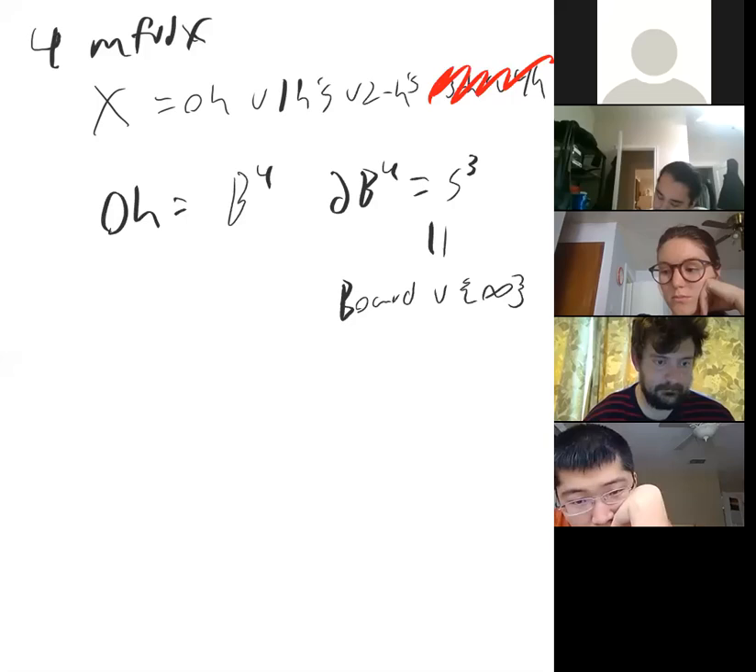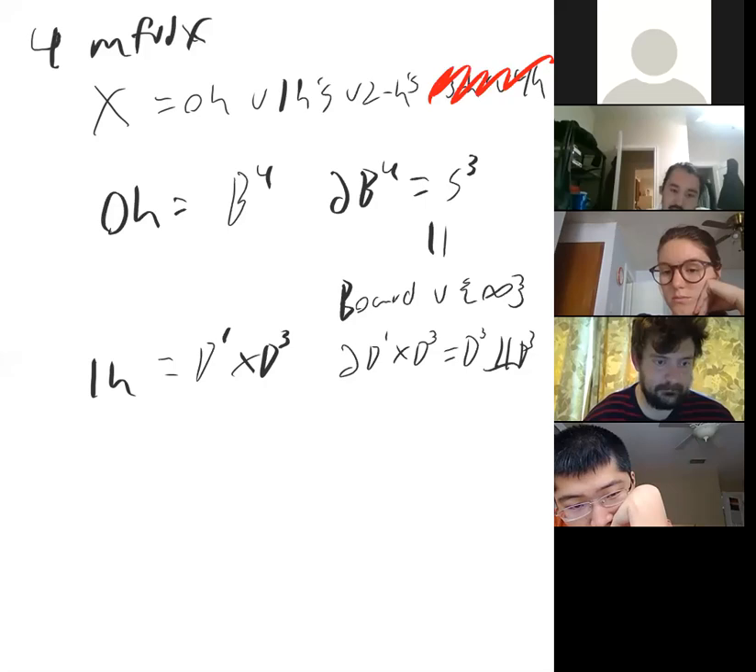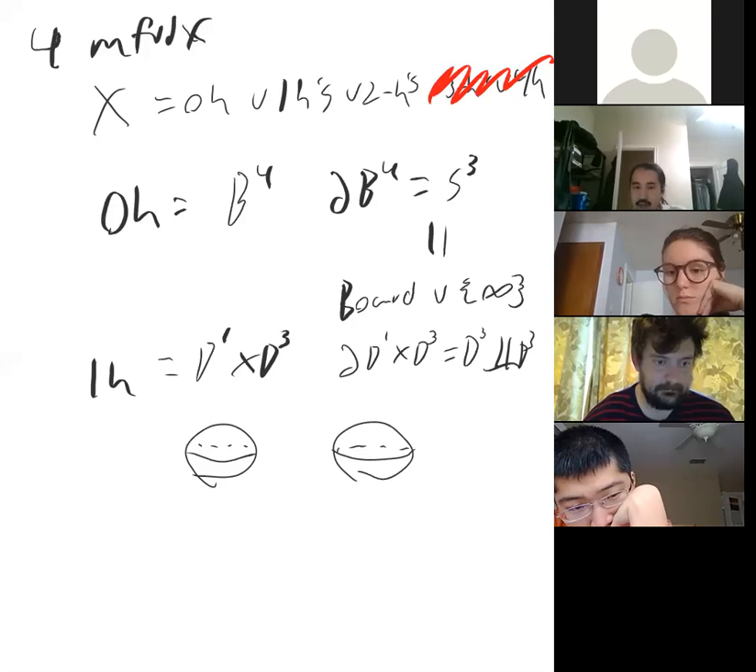A one handle is just D1 cross D3. And the attaching region, the boundary of D1 cross D3, is two disjoint copies of D3. So we draw this in the diagram as we cut out two spheres, and then we imagine gluing a tube on top of them.